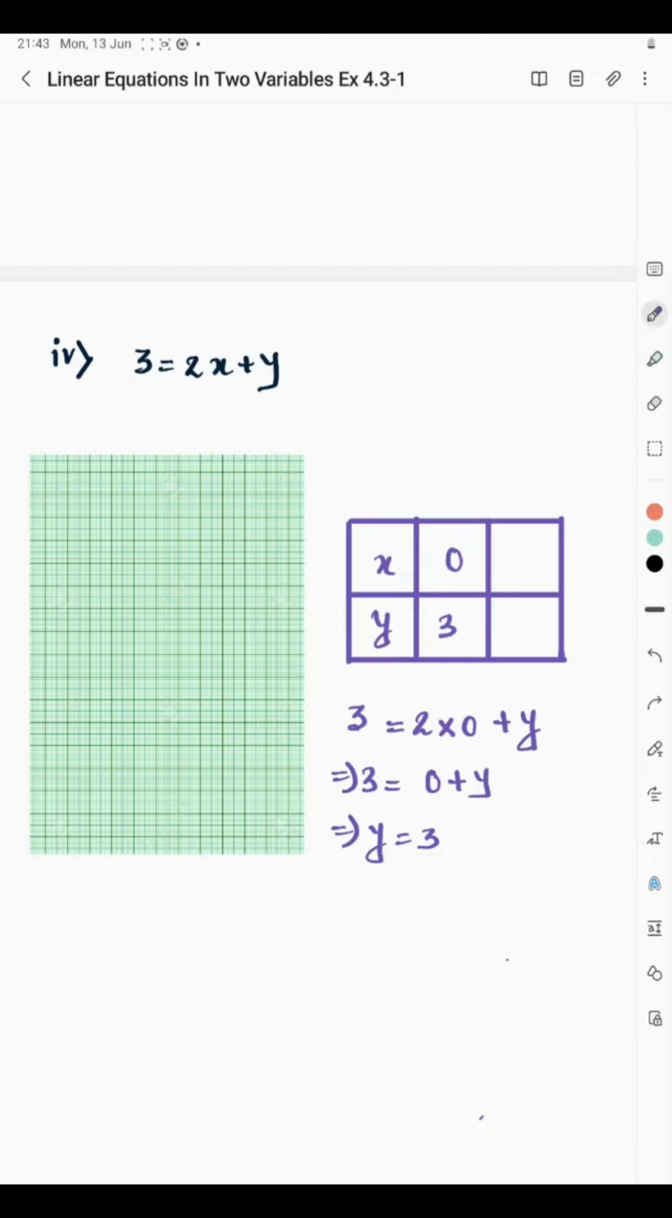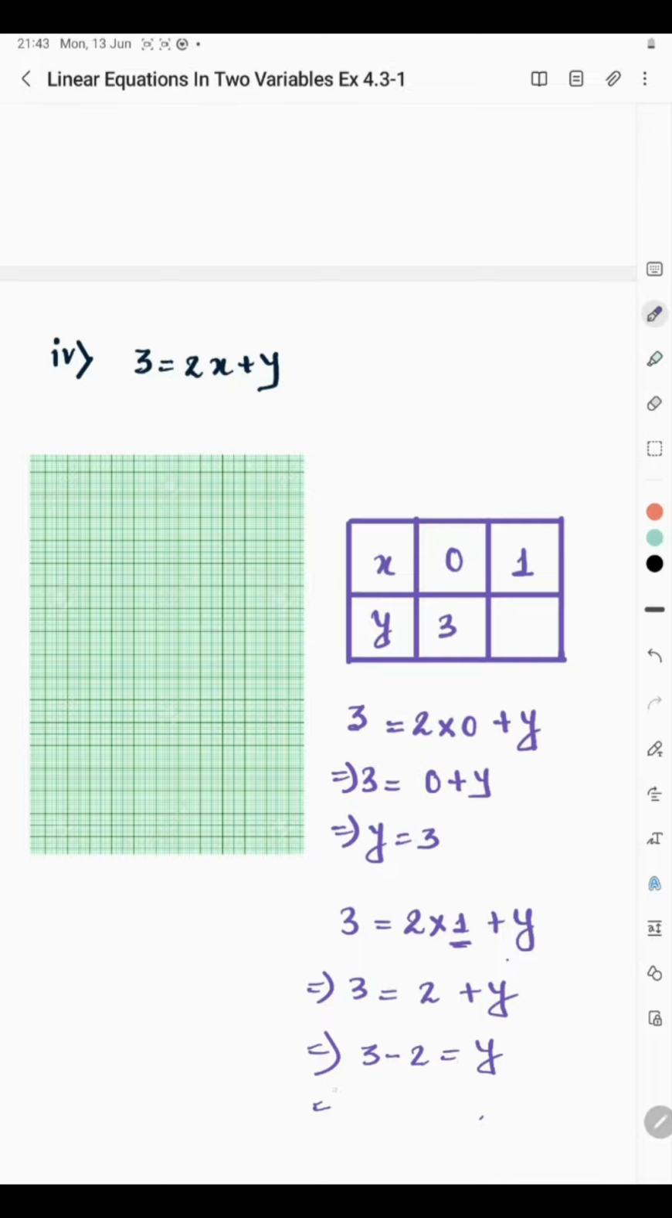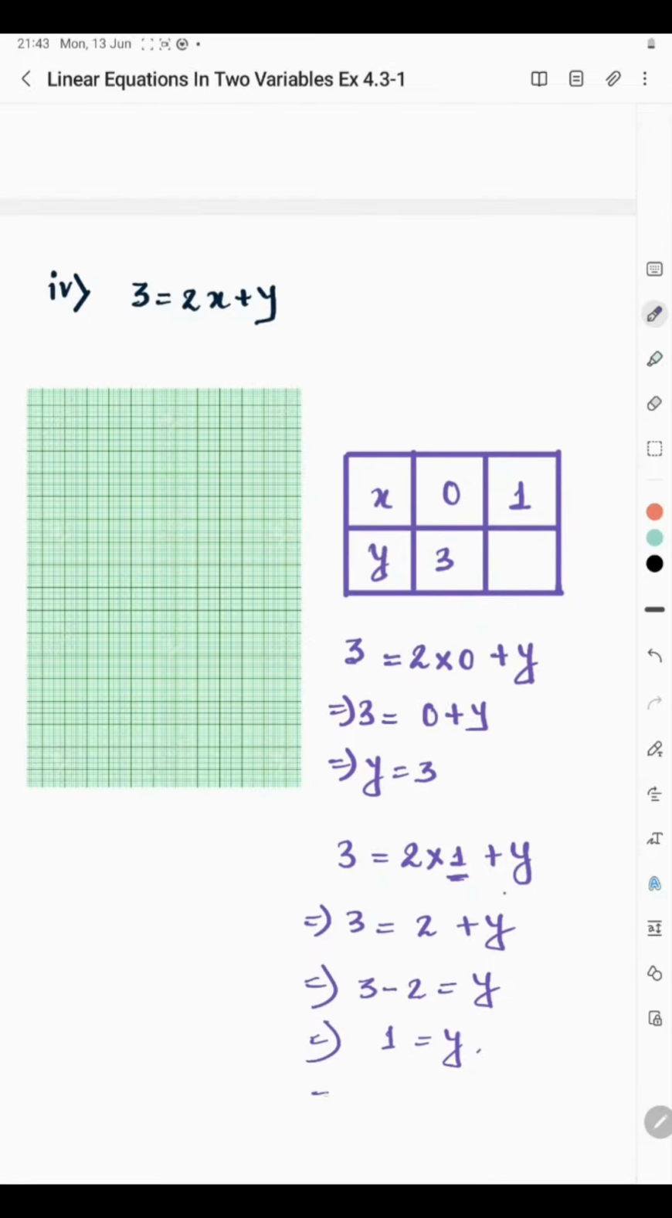Now let us consider the value of x, say 1. Now if the value of x is 1, then 3 is equal to 2 multiplied by 1 plus y. The value of x is 1 here, so in place of x we have put 1. Now 3 is equal to 2 plus y. Okay, now if you transpose 2 to the left hand side, then 3 minus 2 is equal to y. Then 1 is equal to y, or we can say the value of y is equal to 1. So we'll put 1 here.